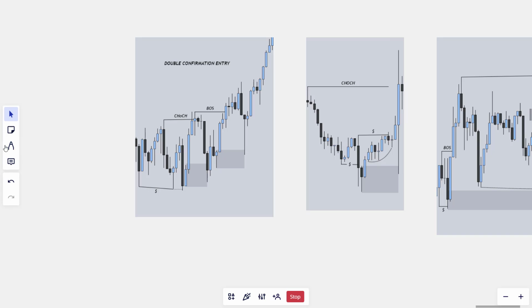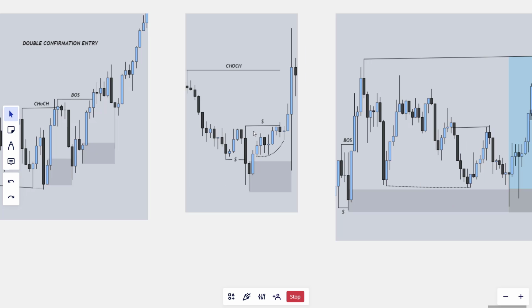We see that price took liquidity from these old lows, purged through them, and then gave us a change of character. And then after that change of character, price comes back down, taps into this IPA, this inefficient price action, comes back down again once more, just like we stated in the double confirmation entry. Price comes back down one more time, taps into this IPA again, to then go back for higher prices.